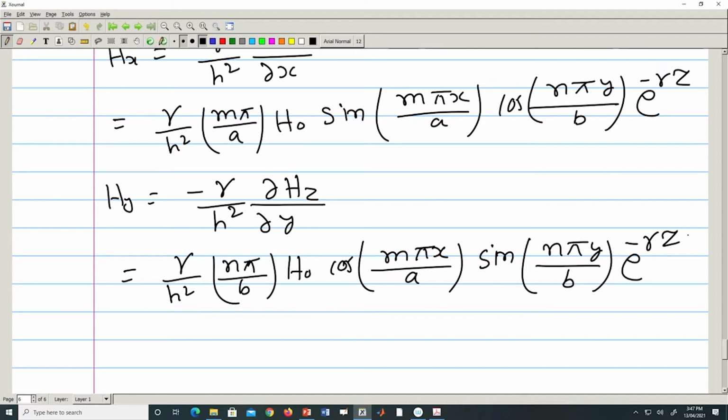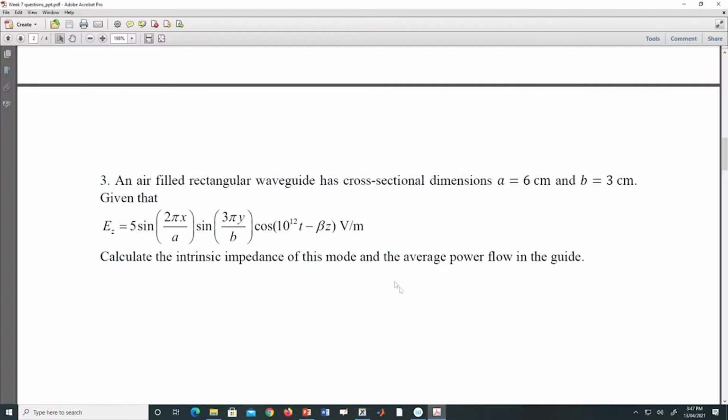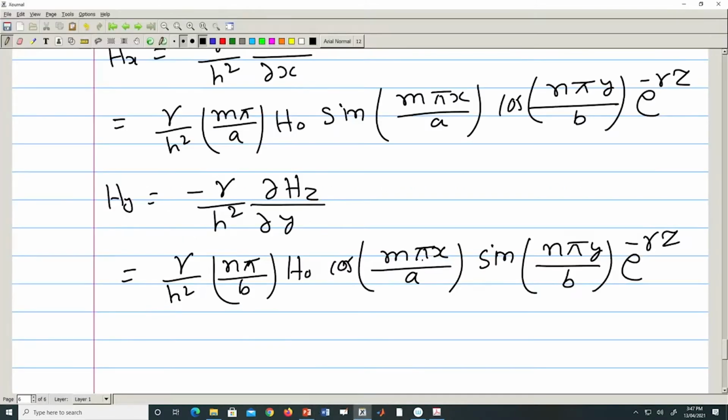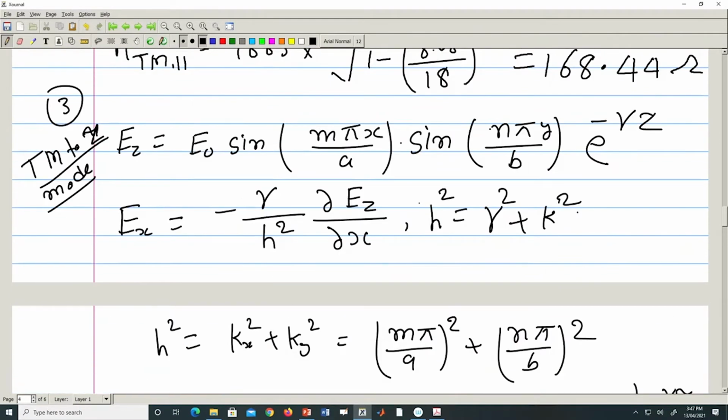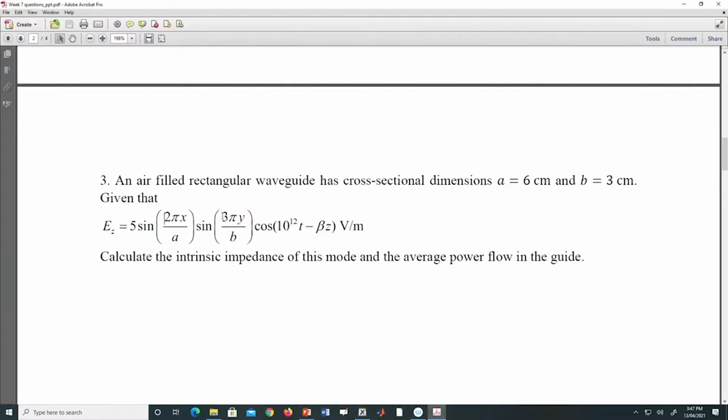Now, we can come to the problem. In the problem it is given Ez is equal to 5 sin 2 pi x by a sin 3 pi y by b cos of 10 to the power 12 t minus beta z. We can compare this with our standard equation. So, there Ez is equal to E naught sin m pi x by a sin n pi y by b. So, after comparing from this we will get m equal to 2 and n is equal to 3, because Ez is given.